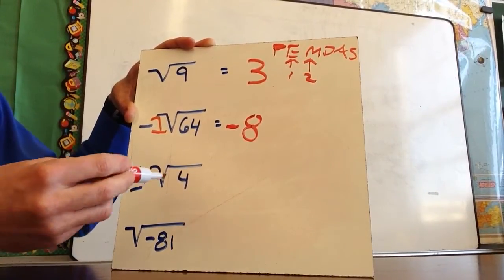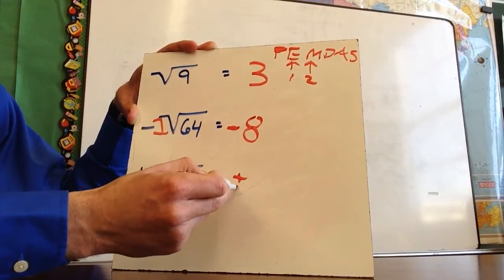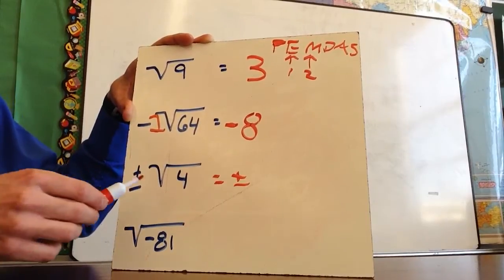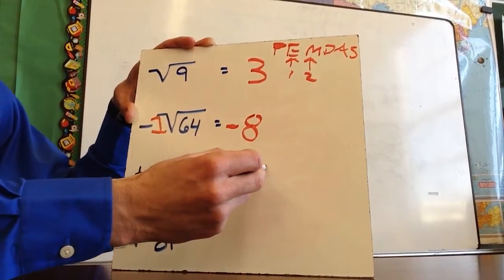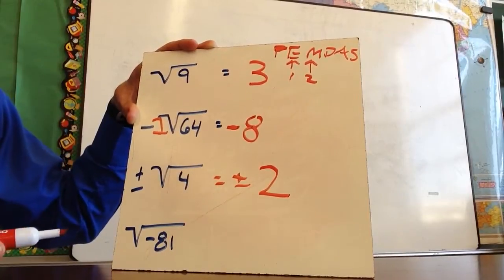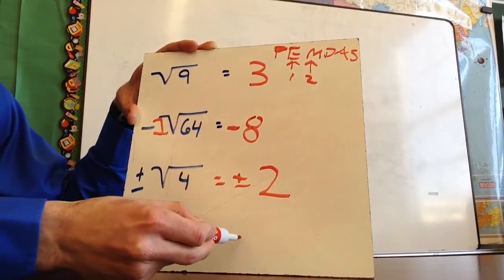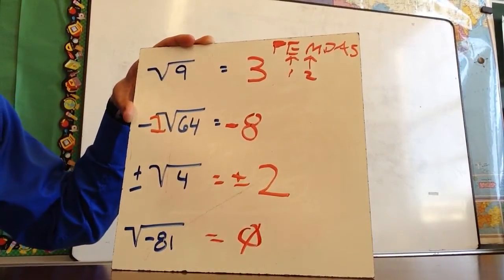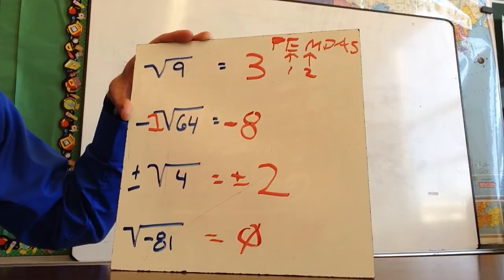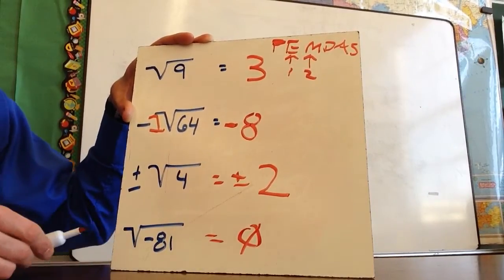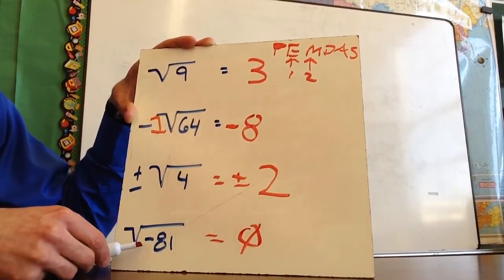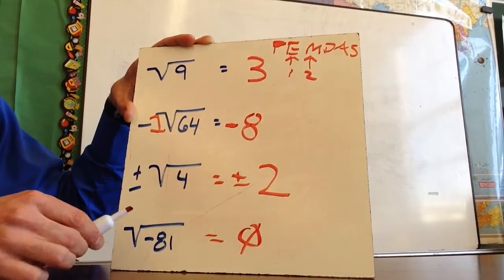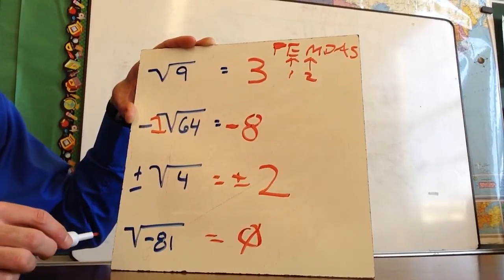Now this sign is plus or minus, and so that plus or minus is going to go in front. So this is plus or minus the square root of 4: what number times itself equals 4? I kind of already said it, that's 2, so that's plus or minus 2. And then this is the one that doesn't have an answer, because what number times itself equals negative 81? A lot of people say negative 9, but negative 9 times negative 9 does not equal negative 81. Negative 9 times negative 9 equals positive 81, just like 9 times 9 equals 81. So for the square root of negative 81, there is no answer.